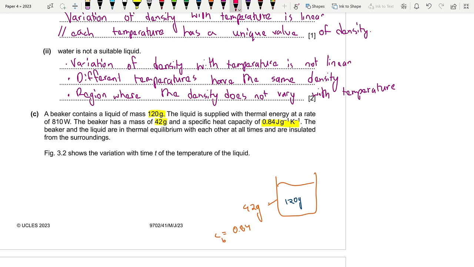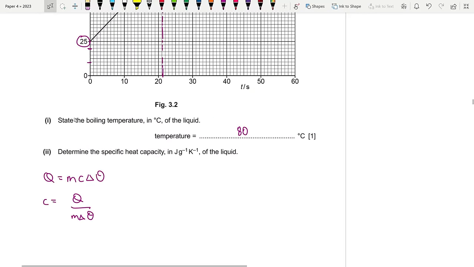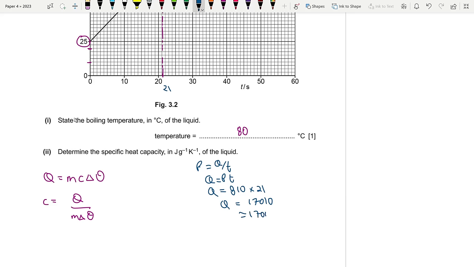So when we heat it up, the beaker will gain heat as well as the liquid inside it. Now the beaker and liquid are always in thermal equilibrium, so they will have the same temp. And we are applying a wattage of 810. So using that, we know that power equals work done by time, or they used Q by time. So Q is equal to PT. We can find out the thermal energy supplied. It is 810 times 21 seconds. T is 21, I told you from the diagram. So Q is 810 times 21, which is 17,010, or approximately 17,000 joules.